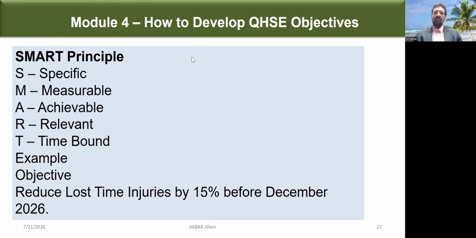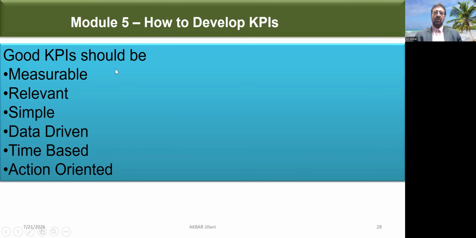Now we are coming to module number 4, how to develop QHSE objectives. SMART principles: specific, measurable, achievable, relevant, time-bound. Example objective: reduce lost time injury LTI by 15% before December 2026. This is an objective. Now, a good KPI should be measurable.